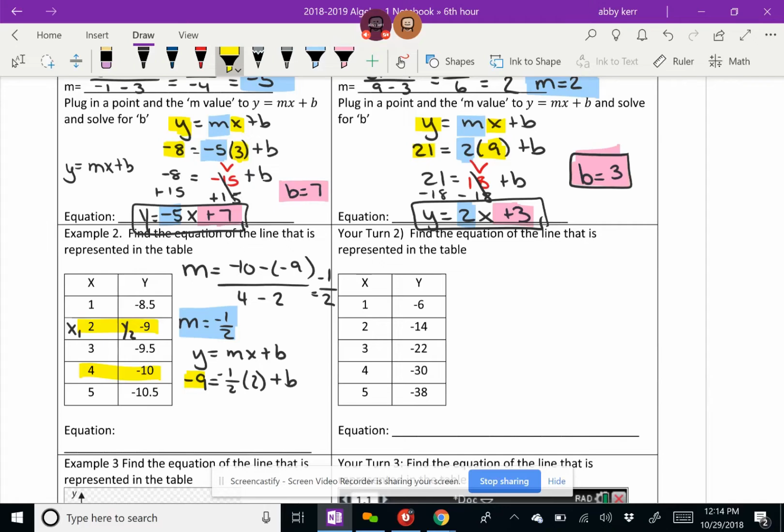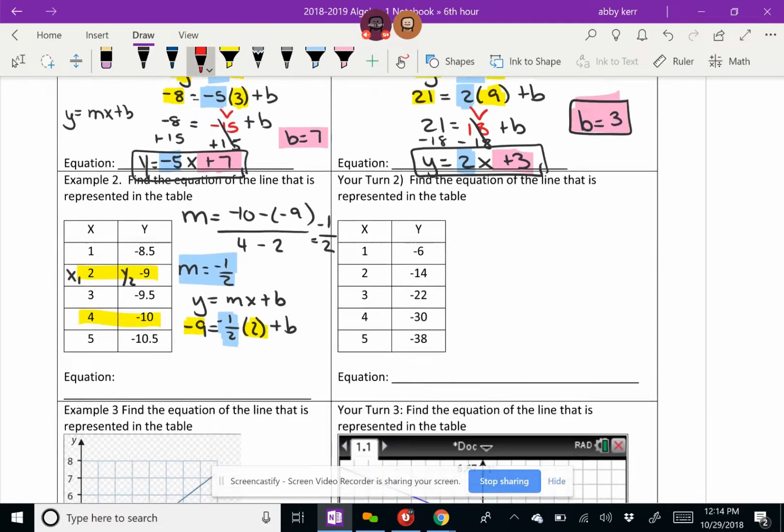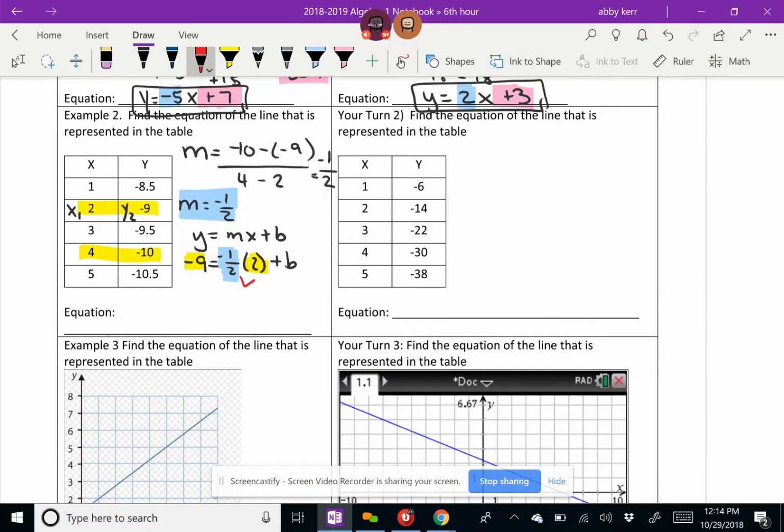So the negative 9 is the y value from the ordered pair. The 2 is the x value. My slope is what I calculated up above. Negative 1 over 2 times 2 is negative 1. Drop down everything that we did not use. Now we just add 1 on both sides. We get negative 9 plus 1 is negative 8. And that's our b value.